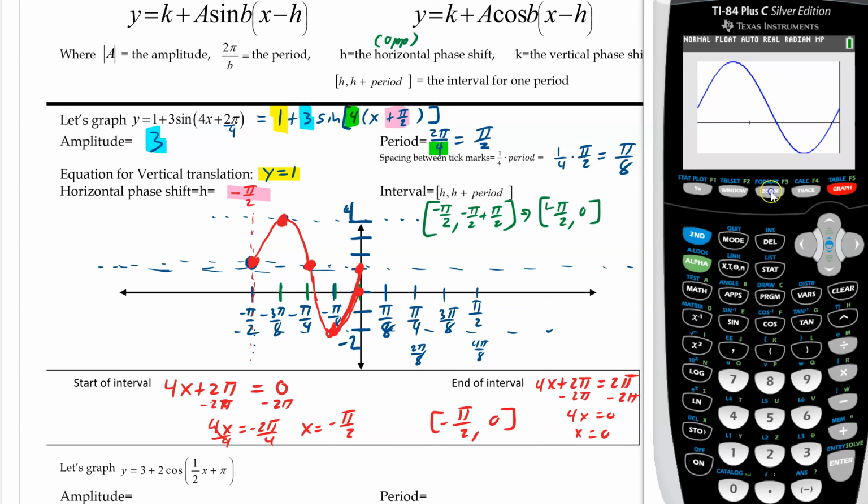So watch, if I hit zoom 0 with that same domain that we already inputted, it gives me that exact graph. It will go to your highest point and to your lowest. And you can even see here that it's a high of 4 and a low of negative 2. So it's a quick way to verify everything is correct.